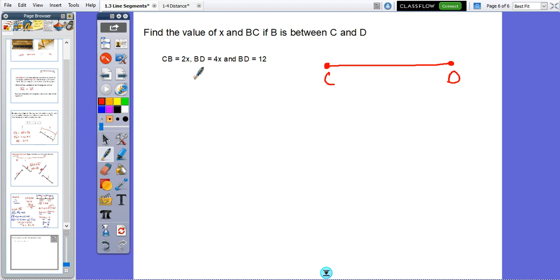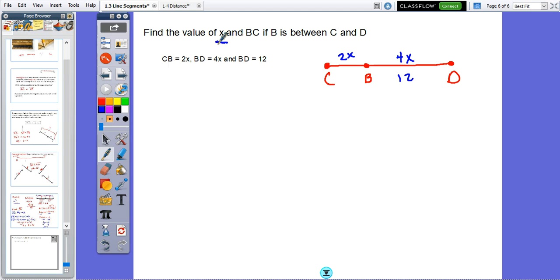Because I've done this problem a couple of times, you could read this and say, hey, CB is 2x, BD is 4x. If I had to guess which is bigger, I'm going to guess BD. So I'm going to make this side a little bit smaller. I'm going to put my B over here, just so this seems a little bit more proportional to the problem. So they tell us that CB, so from C to B, is 2x. That's the length, quote unquote. That's the value of it, 2x. They tell us that the length from B to D is 4x. But they also tell us that that same BD is also 12.